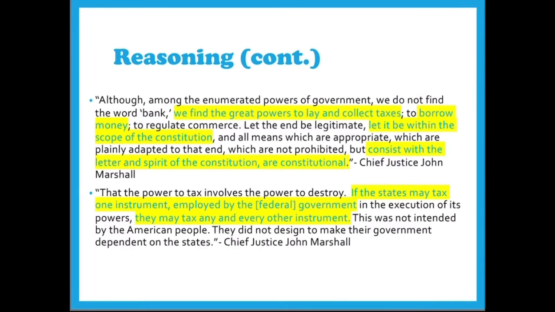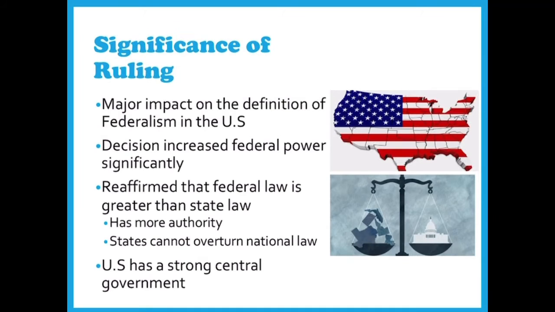So here are some quotes from Chief Justice John Marshall that explain his reasoning. The first quote basically says that it is constitutional to have a national bank that collects taxes and borrows money. The second quote explains that the states may tax within the state, but they do not have the right to tax the federal government. So this ruling had a major impact on the definition of federalism in the United States and what exactly federalism is.